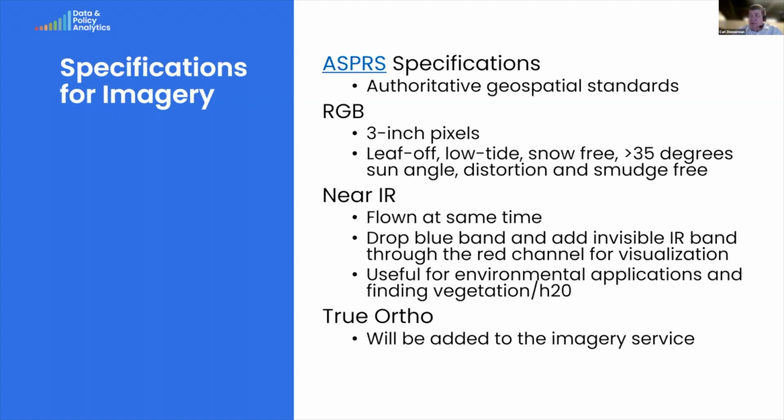And then as part of these specifications, the imagery should be snow-free. The sun angle is 35 degrees or less, which means it's like this. Distortion and smudge-free. In addition, we received true ortho for I think 66 spots in the state, mostly bridges and downtowns. And I'll show you an example of that in the middle. But basically, what it does is make sure that buildings and bridges in those positions are vertical, purely vertical, with no oblique distortion.